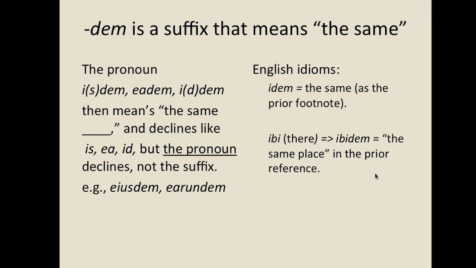Finally, in this chapter, you're given the pronoun idem, eadem, idem, a kind of demonstrative pronoun that means the same. If you look at the breakdown in your book, you'll see that idem, eadem, idem is a combination of is, ea, and id combined with the suffix dem that means the same. The only place in which the way that the pronoun declines is slightly different is in cases where the pronoun ends in M.